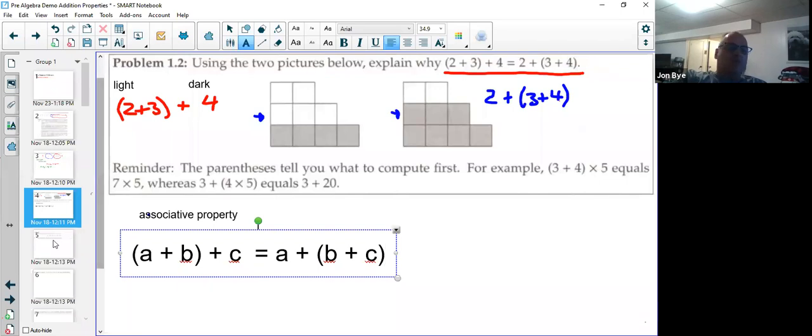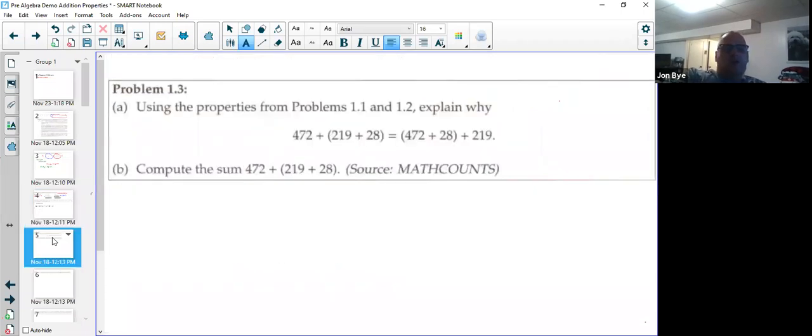And again, this is important for helping us do mental math. We want to do a lot of mental math. When we're trying to be good math students, we don't want to rely on technology to give us the answers. So we want to use the properties to answer this question. Explain why this is true: 472 plus 219 plus 28 equals 472 plus 28 plus 219.